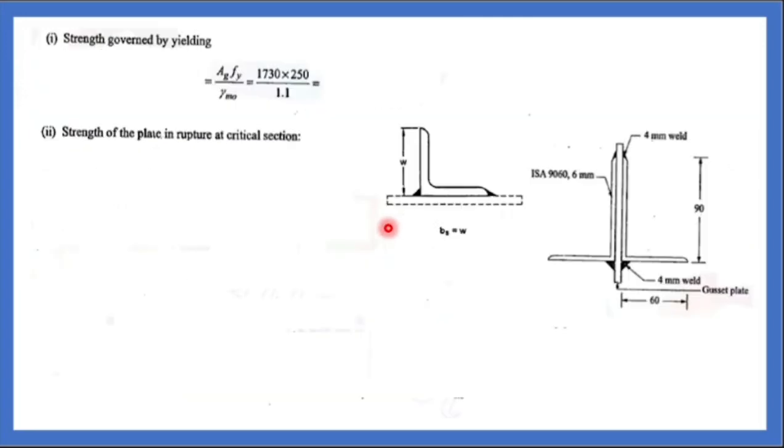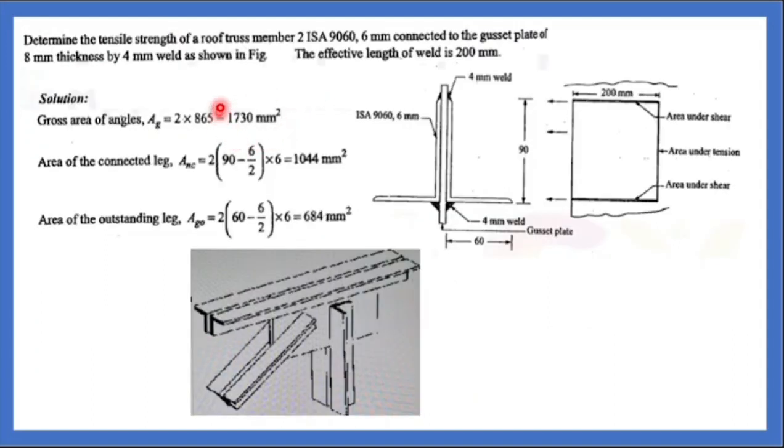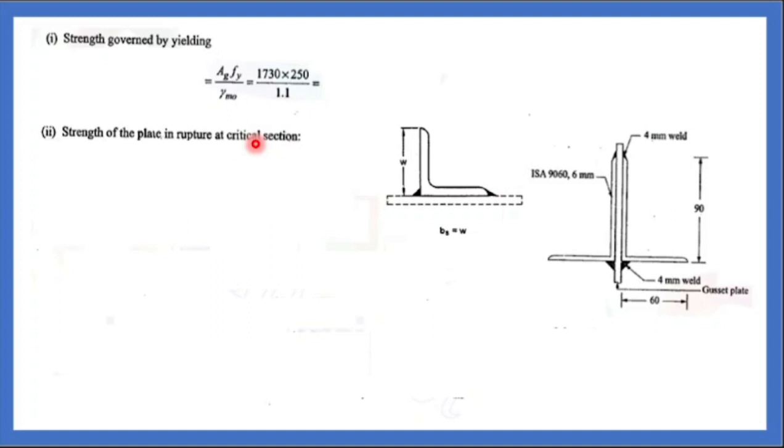Now what is the gross area? The strength is AG Fy divided by 1.1, with AG 1730. So you substitute 1730 into Fy, which is 250, by 1.1. That gives 393 kilonewton. Next, strength of plate in rupture is critical.